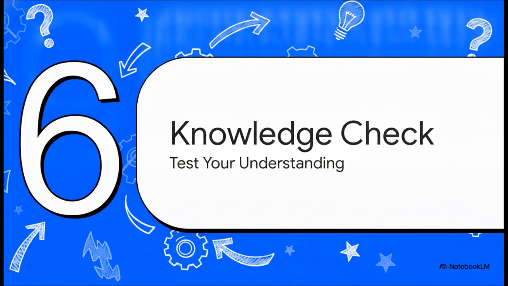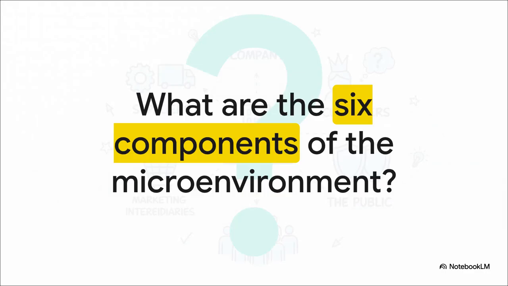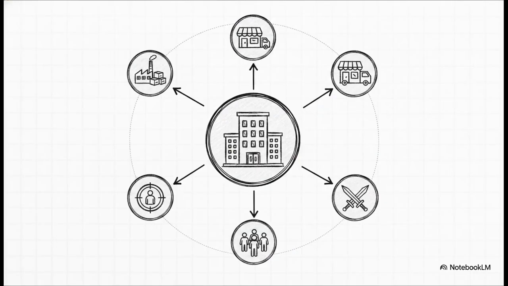Section 6, Microenvironment Knowledge Check. Let's test your understanding of everything we just covered. Here is your task. List the 6 components of a company's microenvironment. I am going to hold a long, deliberate pause here. I want you to mentally list all 6 of the components we just talked about before we reveal the final answers. Take your time. Think back to that inner circle. Got all 6? Let's see how you did.